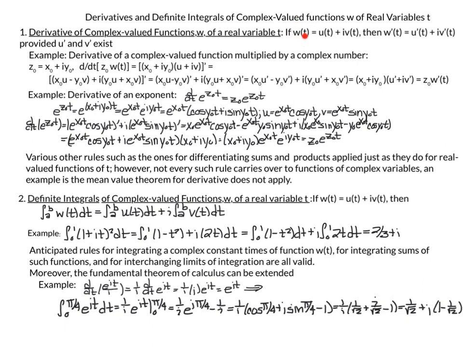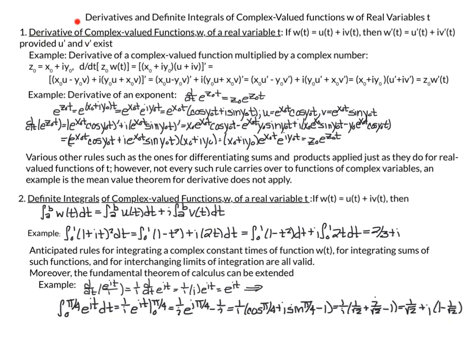So here we have w of t. It's a complex function. You can see it has a real portion and an imaginary portion. And t is a real variable. So t is a real number. So this is what we mean by complex valued function of a real variable.